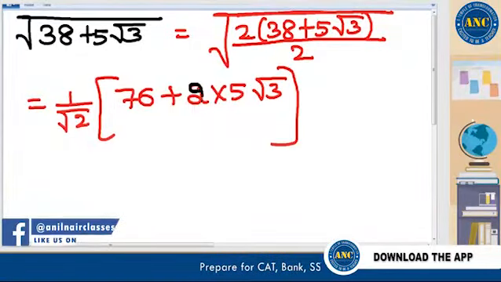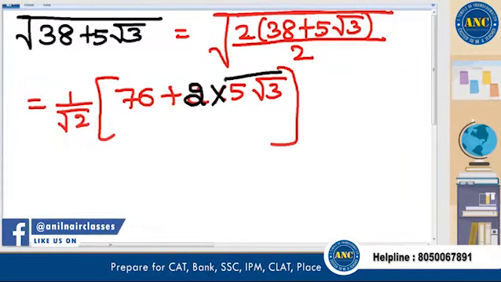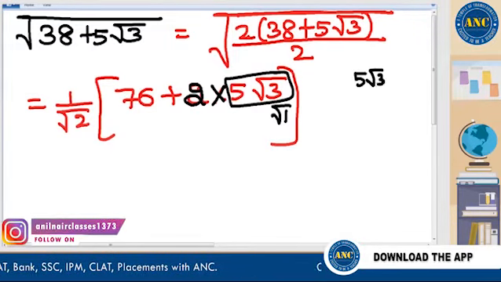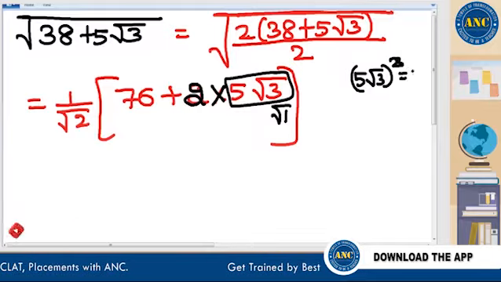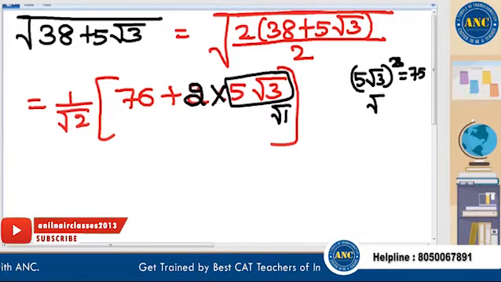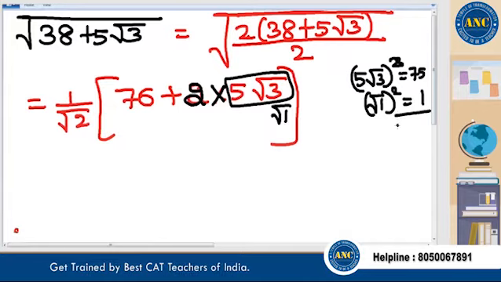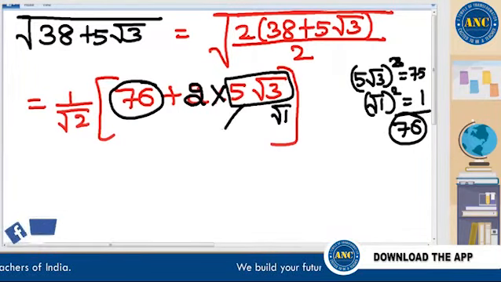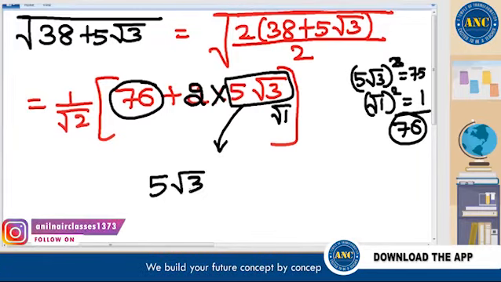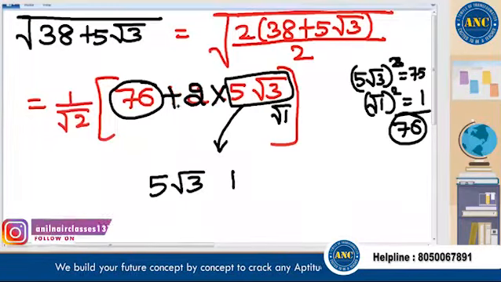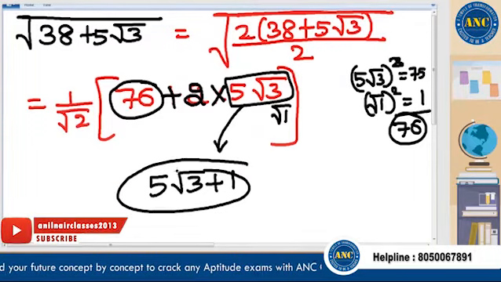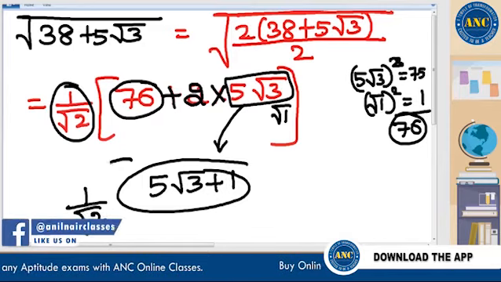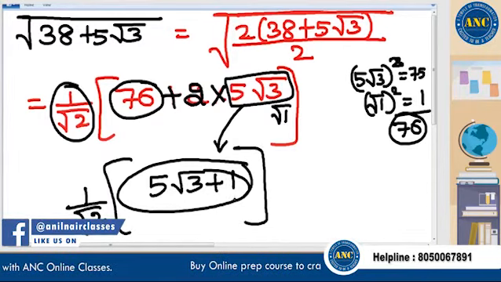Can I say 2 into A is nothing but 5 root 3, B is nothing but root 1. 5 root 3 if I square it, 5 root 3 square is 75. Root 1 if I square it, I will get 1. 75 plus 1 is 76, which is what I have in the first term. So, A value is 5 root 3, B value is 1. Because I have plus here, write down plus. Answer is 5 root 3 plus 1 with this 1 by root 2. So, 1 by root 2 times of 5 root 3 plus 1 should be the final answer.